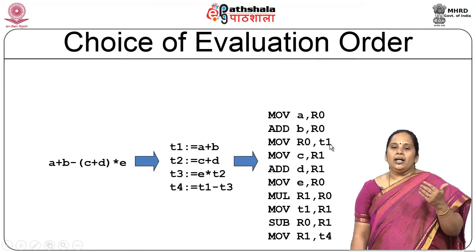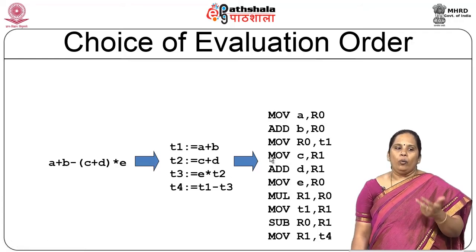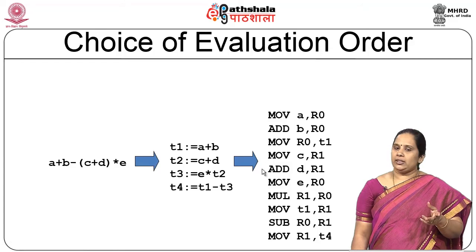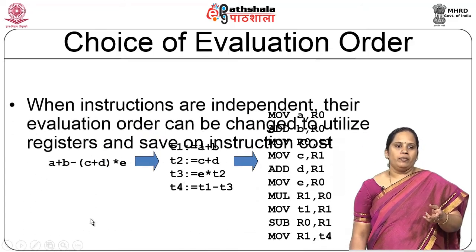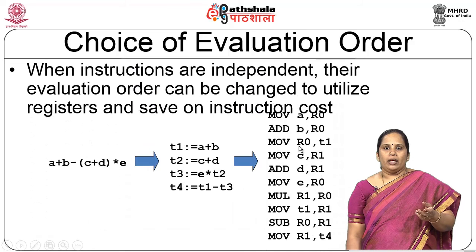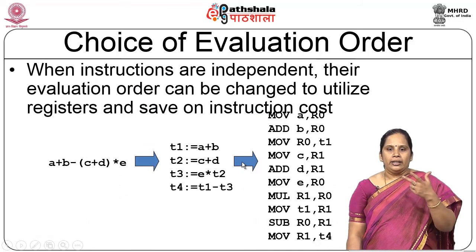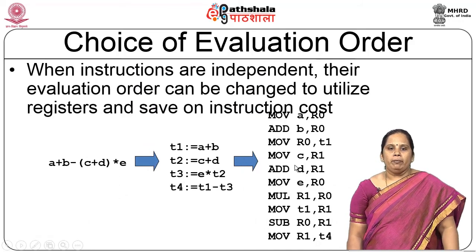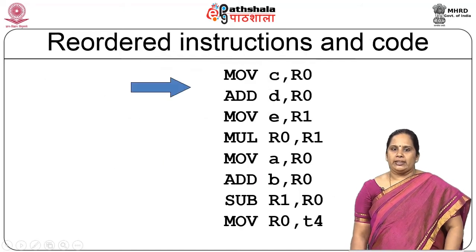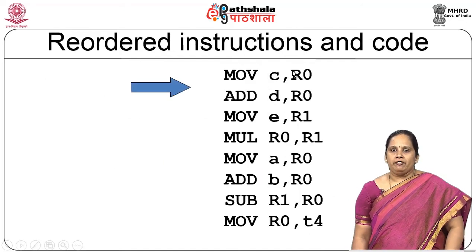Rather than doing this, if I could change the evaluation order, I could avoid moving back and forth from registers. The example is here, where I am computing C plus D earlier. When instructions are independent, their orders can be changed. So I have moved C plus D first. And then anyway I am going to multiply R0 with R1, so I am using that and then doing the remaining computation. So, changing the orders.